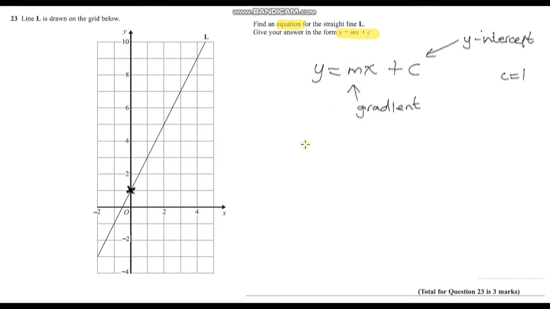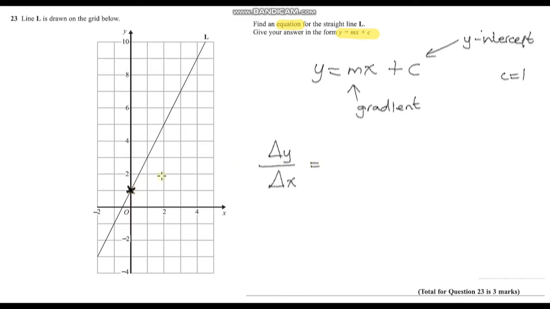Now to work out the gradient, we do the change in y over the change in x. That little triangle is just shorthand for "change". You might also have heard it referred to as rise over run, but I like to think of it as change in y over change in x.